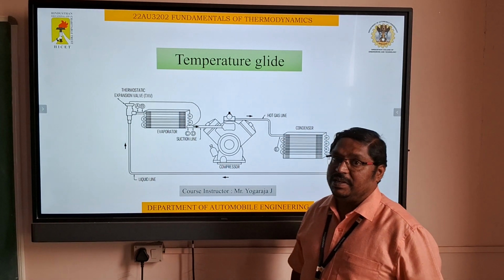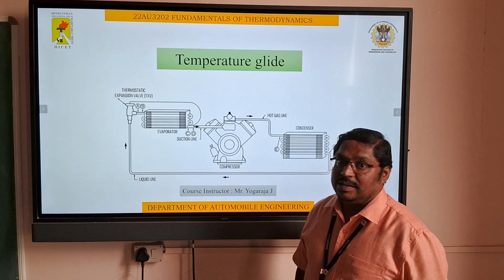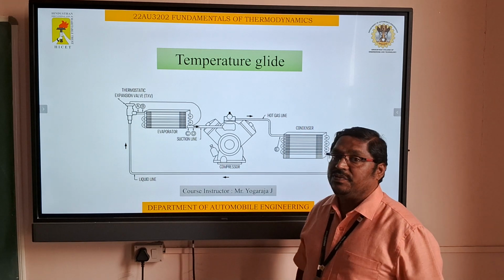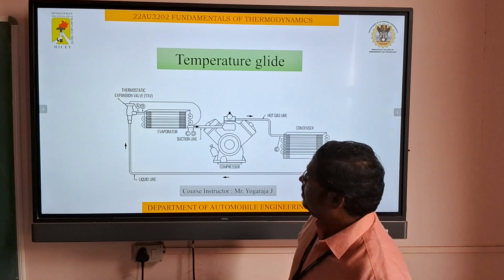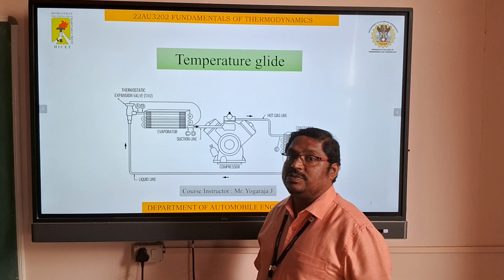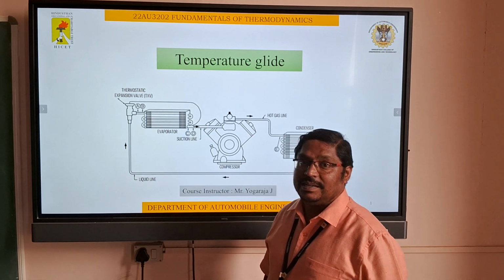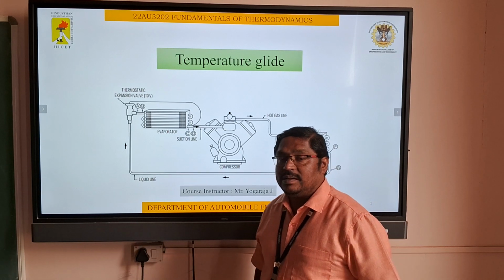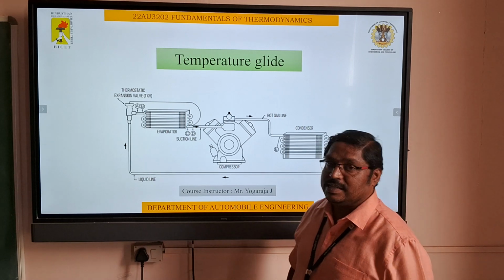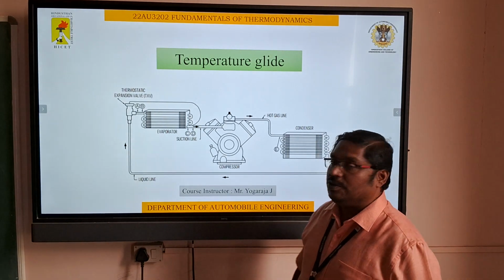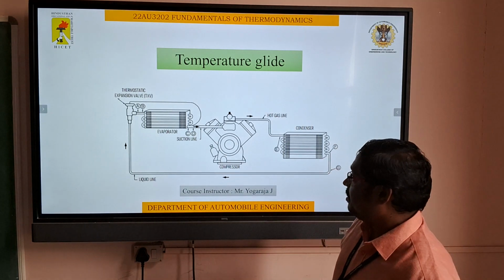So what happens to the temperature glide? In a single component refrigerant, there is no temperature glide. But coming to a mixture of two refrigerants, the zeotropic refrigerants, the temperature glide may be 6 to 7 degrees Celsius. In azeotropic refrigerants, the properties are considered as a single component refrigerant, so there is no temperature glide. The temperature glide is 0 degrees Celsius. But in the zeotropic type, we have almost 6 to 7 degrees Celsius of temperature glide.